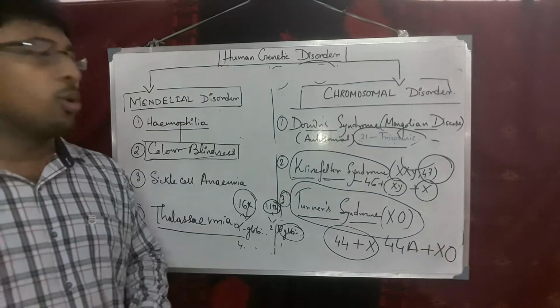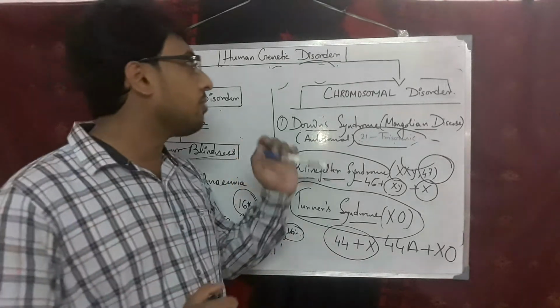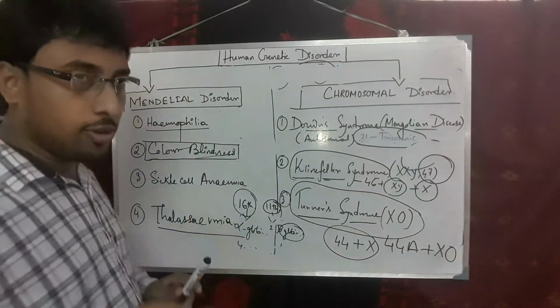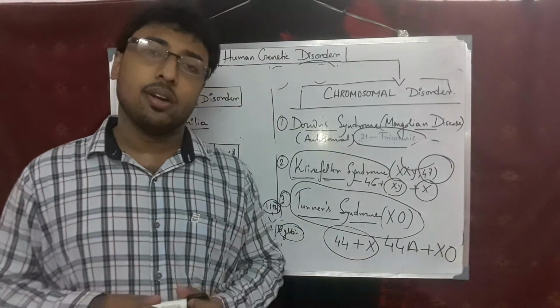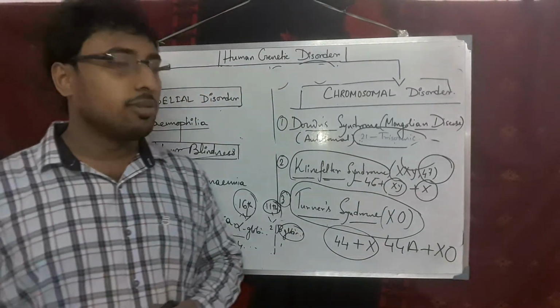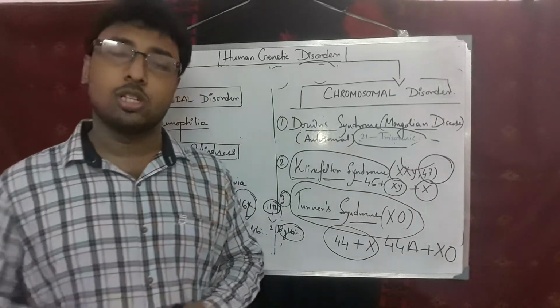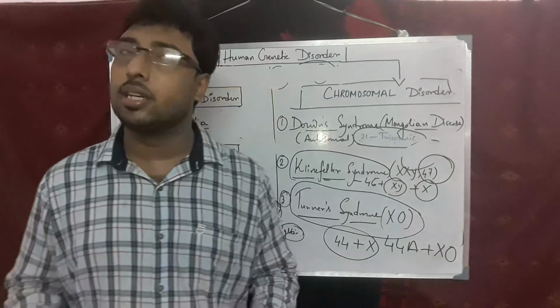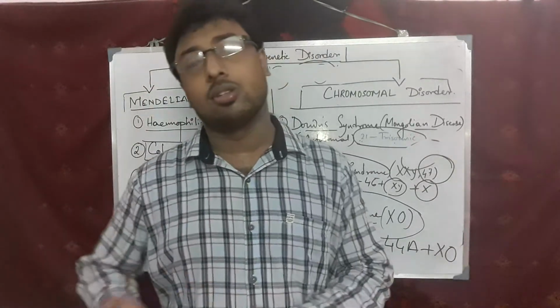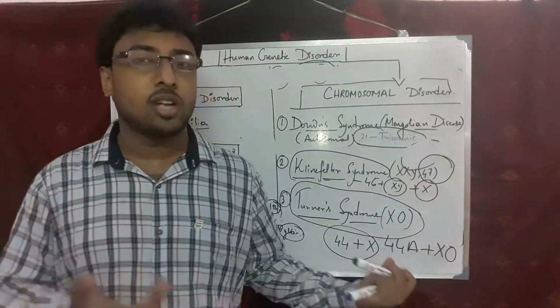From here, for the board exam, this portion is a very important question. One question will definitely come, and you can easily attempt it. Especially a 5 marks or 3 marks question will definitely come from this portion. So from here, maybe questions like what do you mean by Klinefelter disease, what are the causes of the disease, and write the symptoms of Turner syndrome.